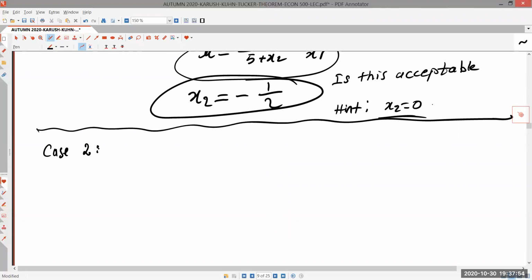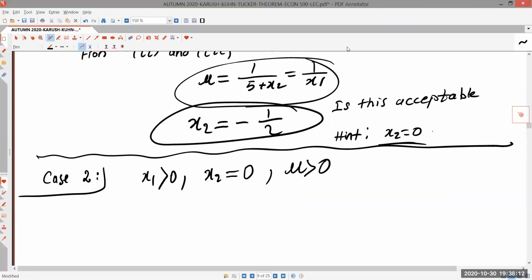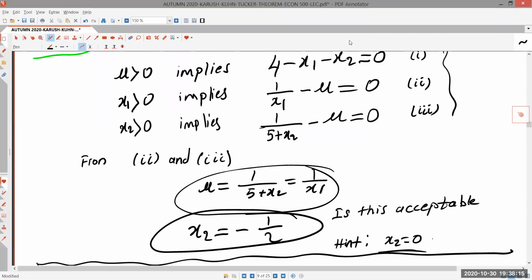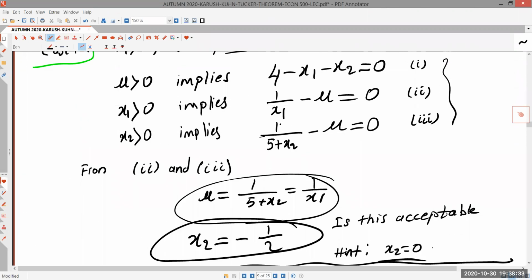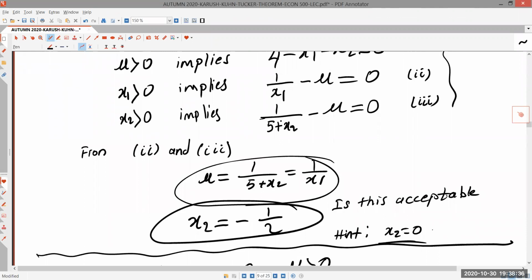Okay, and in this case 2, what I investigate is let x1 be greater than 0 and x2 equal to 0 and mu greater than 0. Okay, if x2 is equal to 0, what do I get? x1 is equal to 4. Yes, and x1 is equal to 4. mu is 1 over 5. So let me write x1 is equal to 4, and mu becomes, where is mu here? 1 over 5.